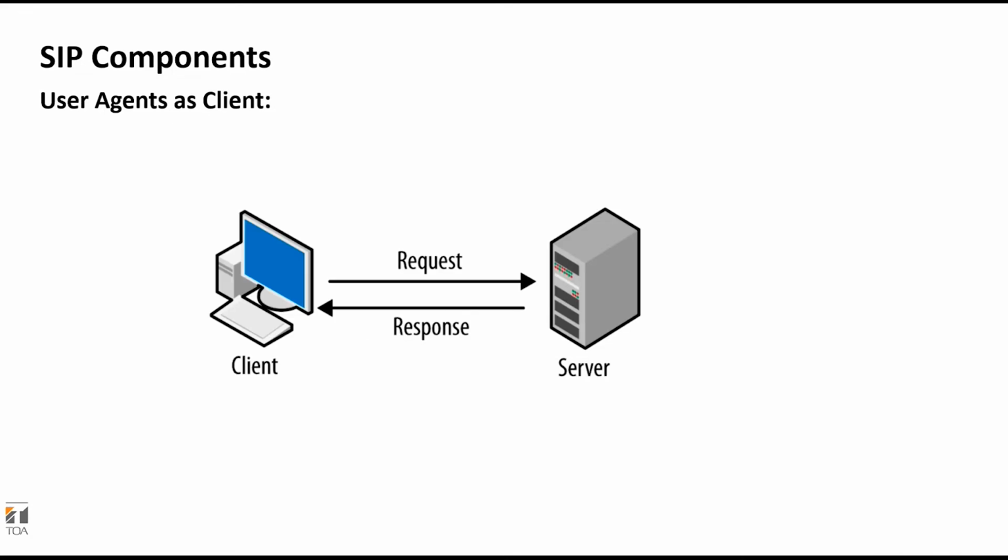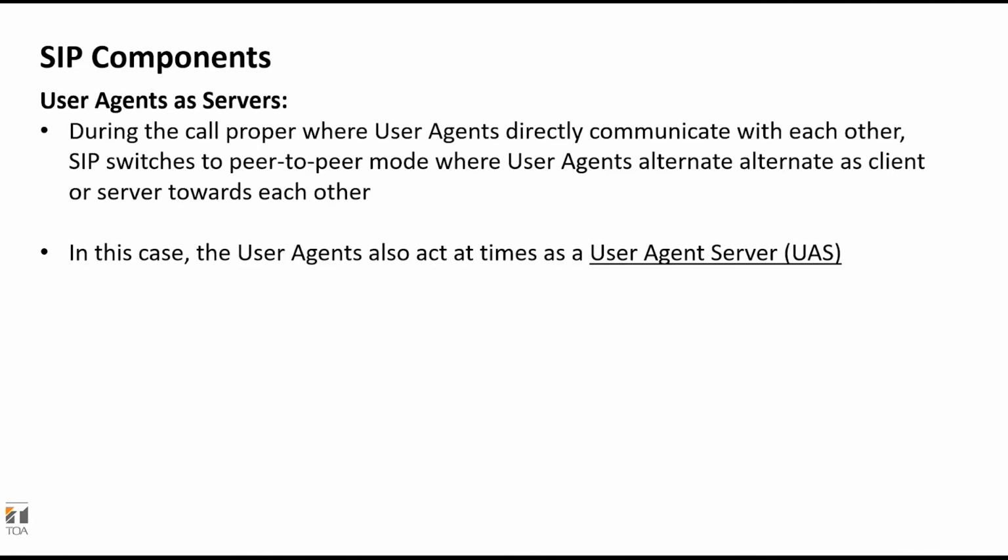Here's an image diagram of how that works. It will send a request, and then it will get a response from the server with the data that it requested. Now, when it switches to peer-to-peer, because it's peer-to-peer, of course, they will alternate between server and client. So there's a subset of functionality in your user agent that will act as a server, especially when it's communicating directly with another user agent.